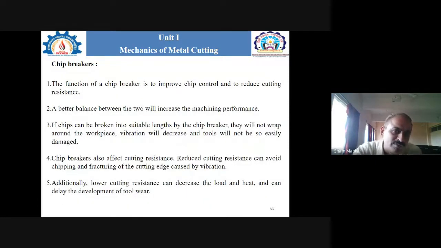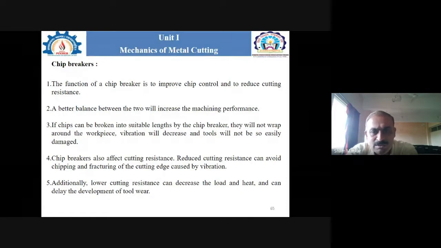If the value of R is given, then there is no need to calculate. If it is not given, then whatever the depth of cut and whatever the initial dimensions, that is what we are going to consider, and after that it will be easy to calculate the chip thickness ratio.